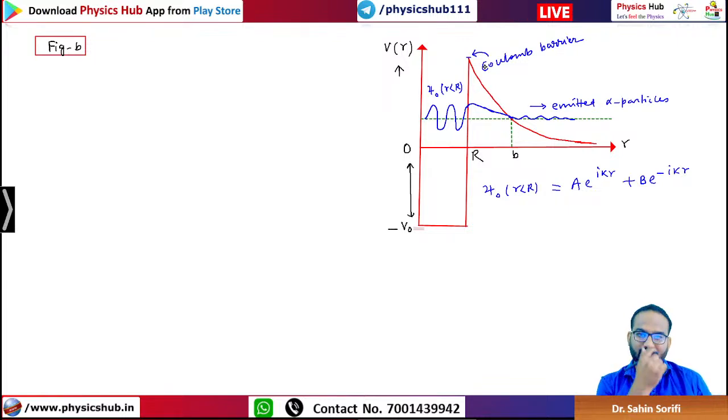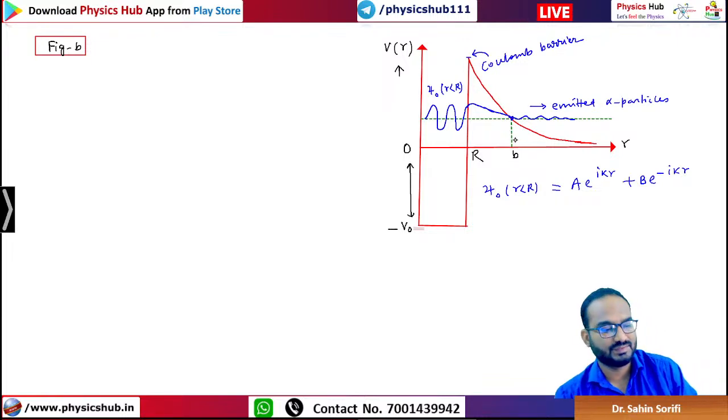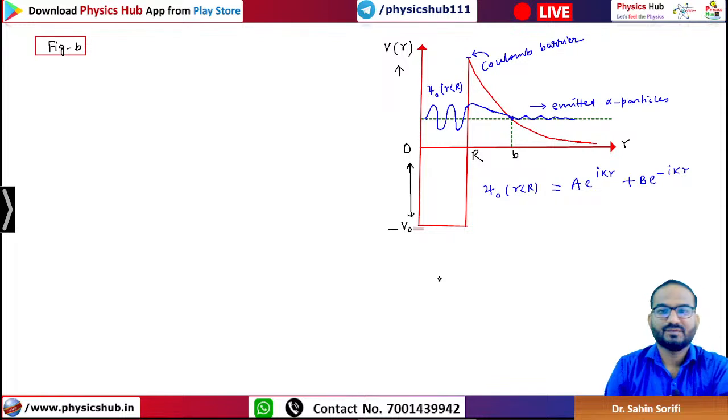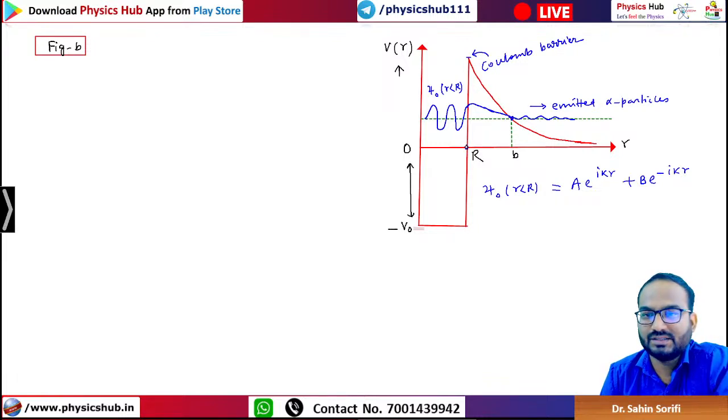No, there is nothing like barrier width here. You can see this Coulomb potential extends up to infinity. B doesn't have much significance. If you are confused by it, you can just ignore it. Here the R is important, R and the Coulomb barrier.